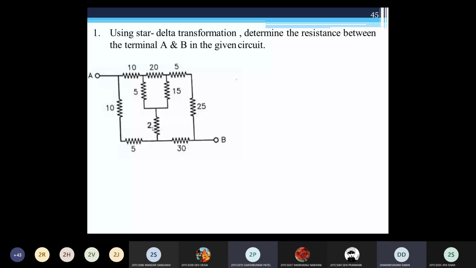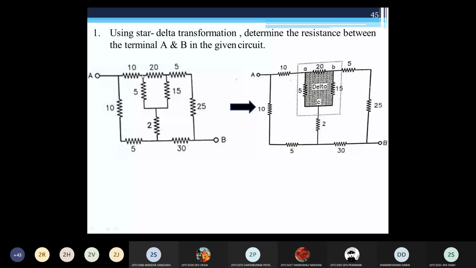No. You can see this box, sir. 2, 5, 10. You can see this box. This is delta connected. See, C point is common. So this 5 ohm resistance is connected with the C point. This 15 ohm resistance is also connected to C point. And this 20 is connected between A and B point. So this is delta connected. Yes or no? A, C, B. This one box. Yes, sir.